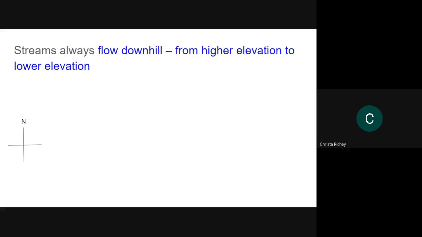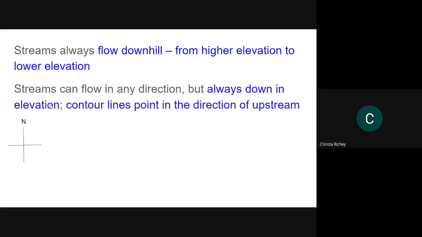Streams. Streams do not flow in a specific cardinal direction. They flow from high elevation to low elevation. Water will always find the lowest point, period. It may be flowing north or east or southwest, but what actually controls the direction of a stream is that it has to be going down in elevation until eventually it hits the ocean. That's the end point for all rivers and streams.